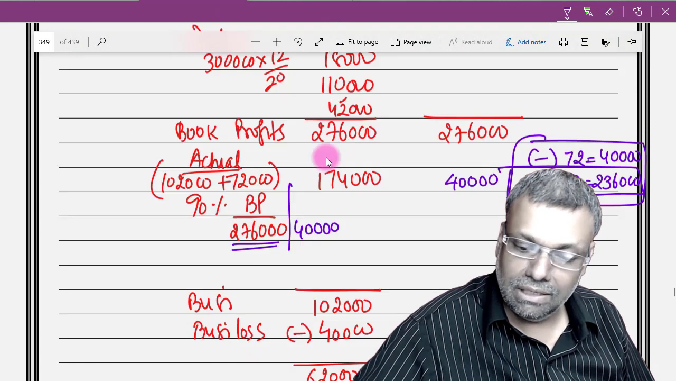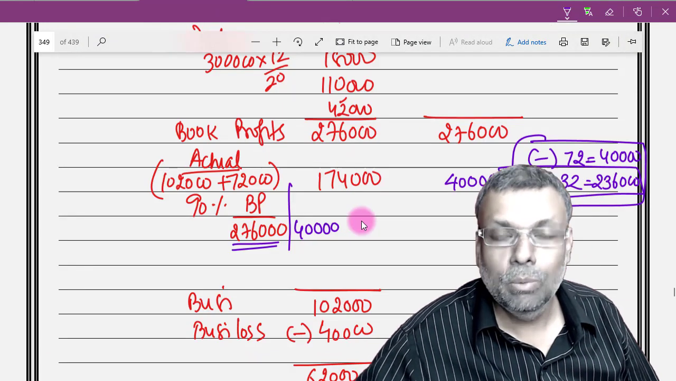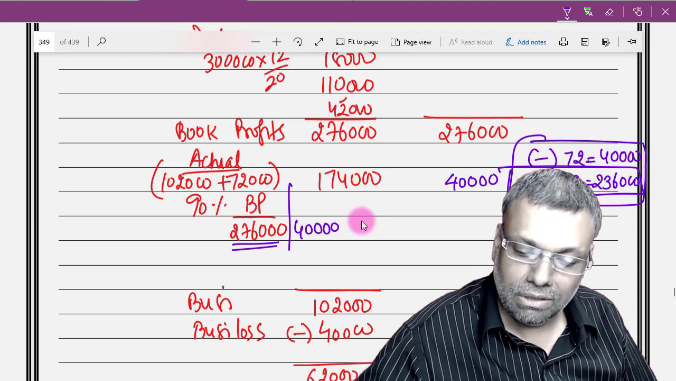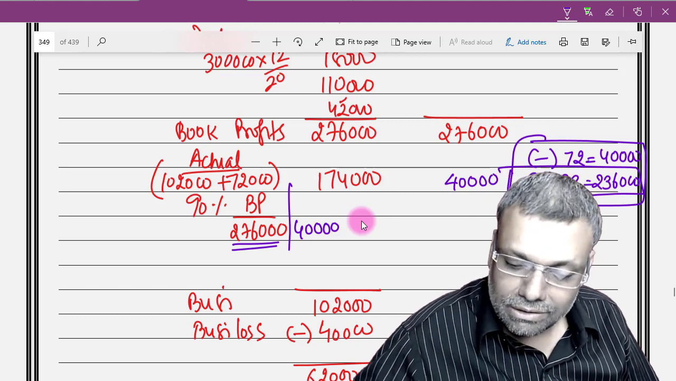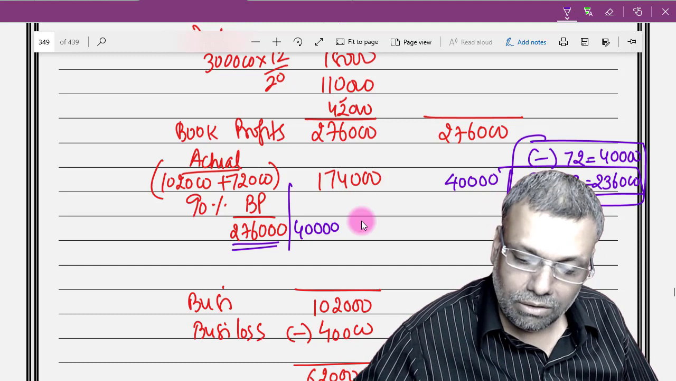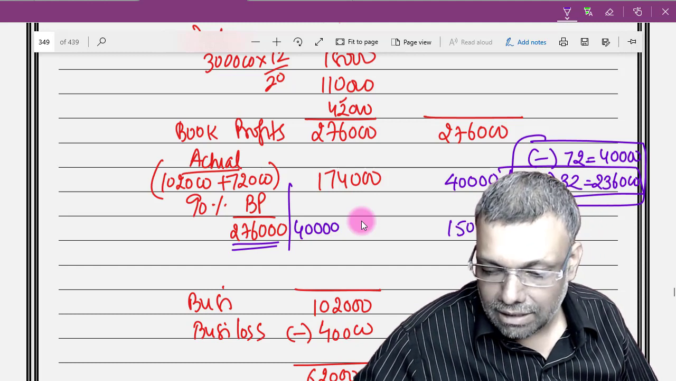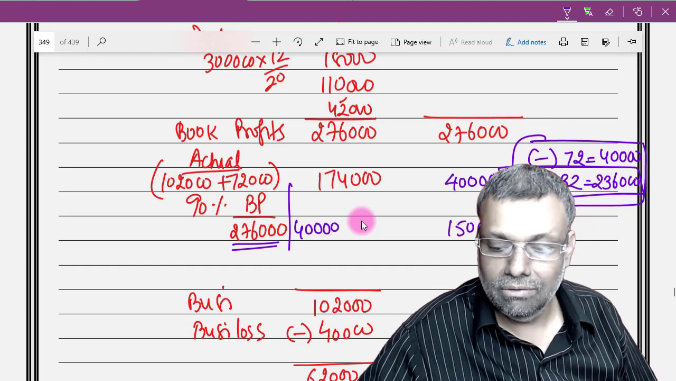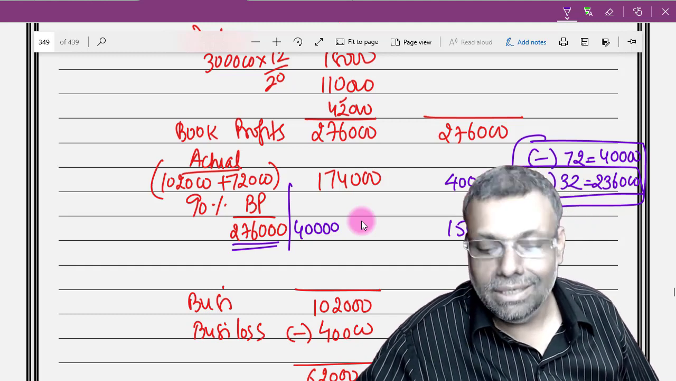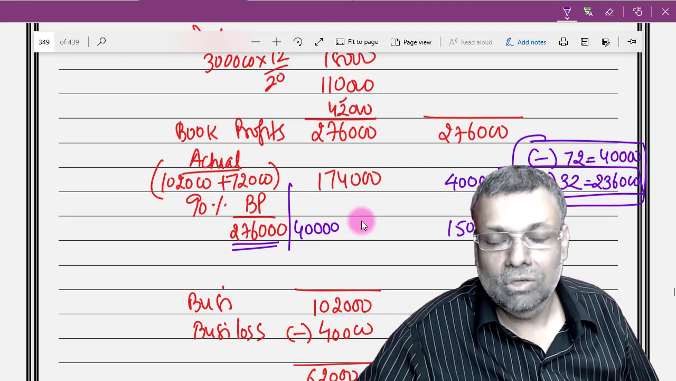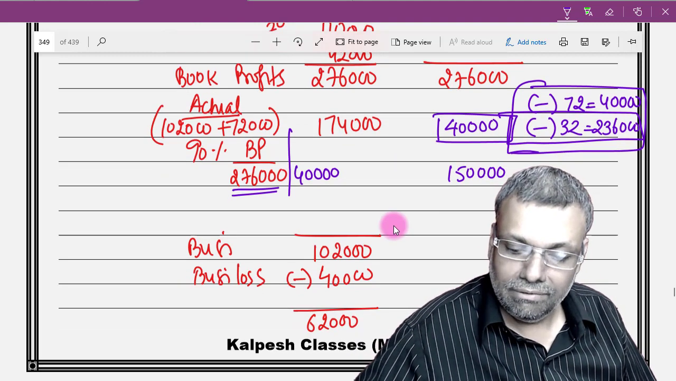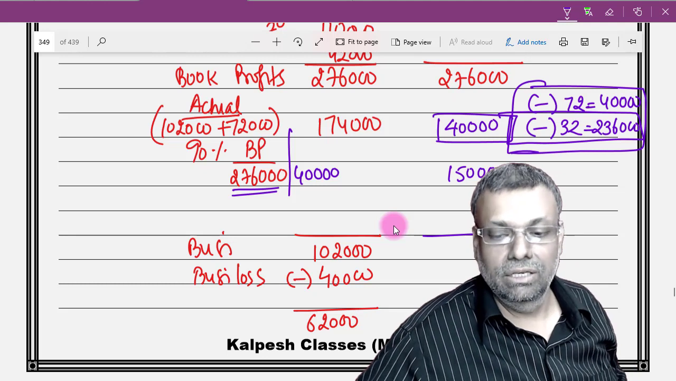That means up to 1,50,000, there will be no problem. So now your book profit is only 40,000. Your actual remuneration is how much? 1,74,000. But now your limit under 40B is going to be only 1,50,000. But your actual is 1,74,000. So you will not get 1,74,000, because your book profit is now adjusted to only 40,000. So only 1,50,000 you can get the deduction.